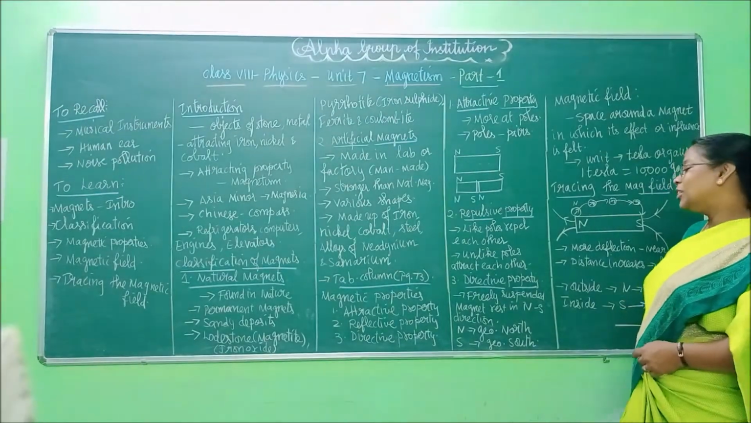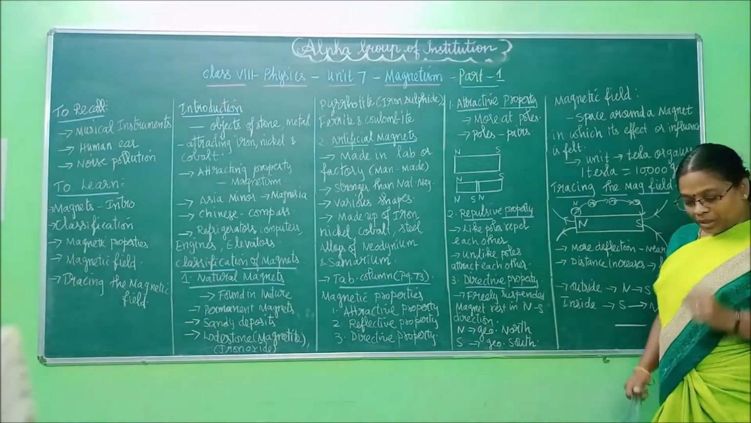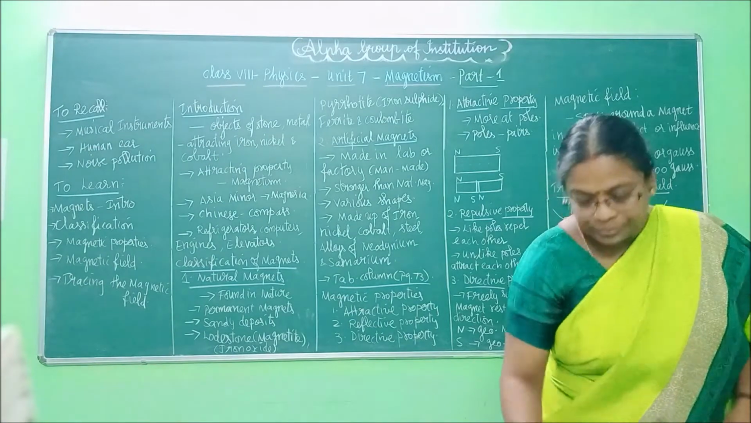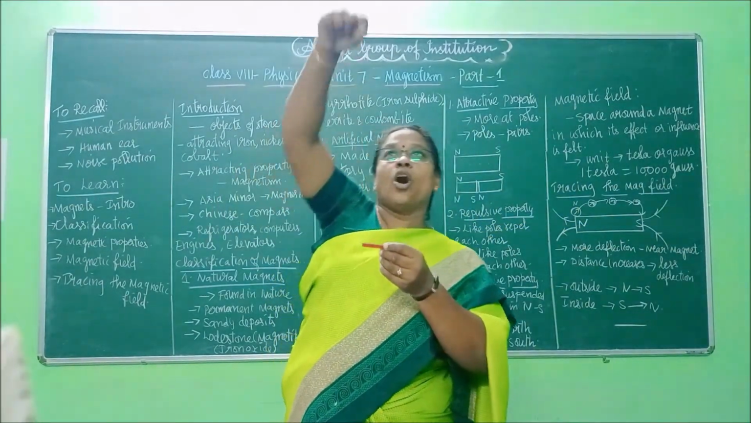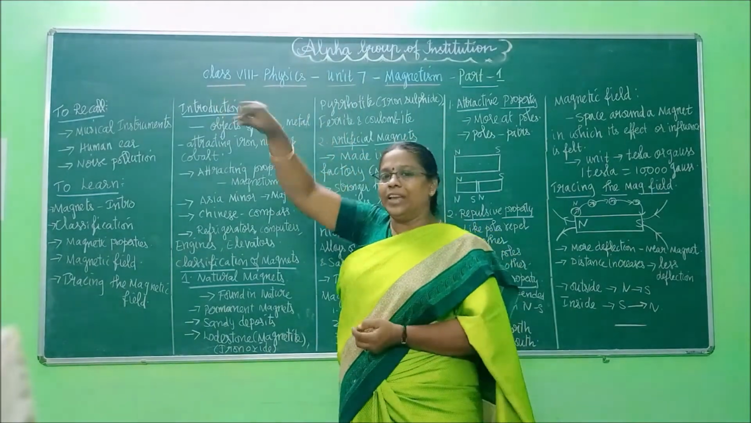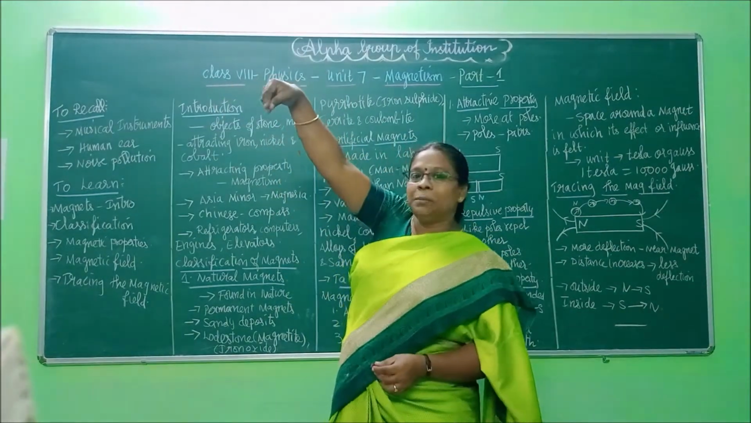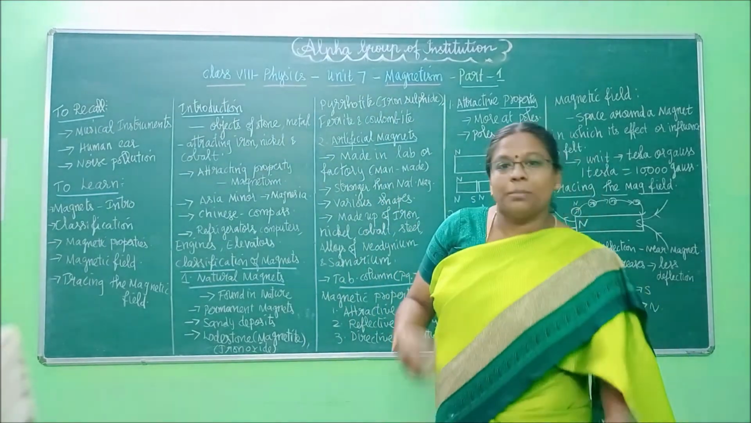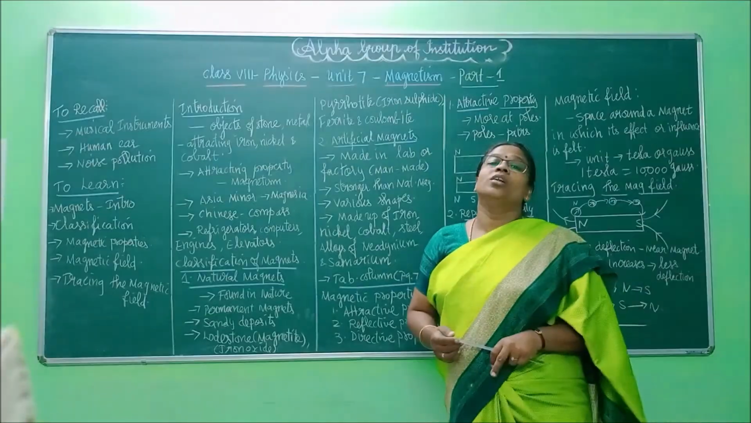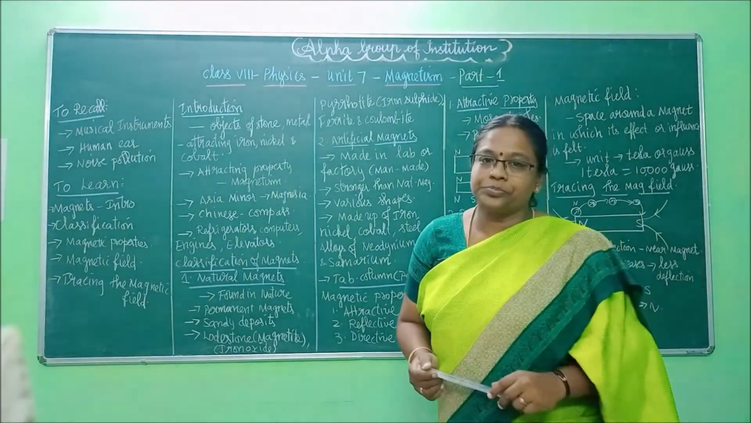Right. Next one, we are moving to the directive property. Now when I take a magnet, tie it with a long thread and suspend it freely from the tip only, if I let it settle, what will happen, children? The magnet will settle down in the north-south direction.